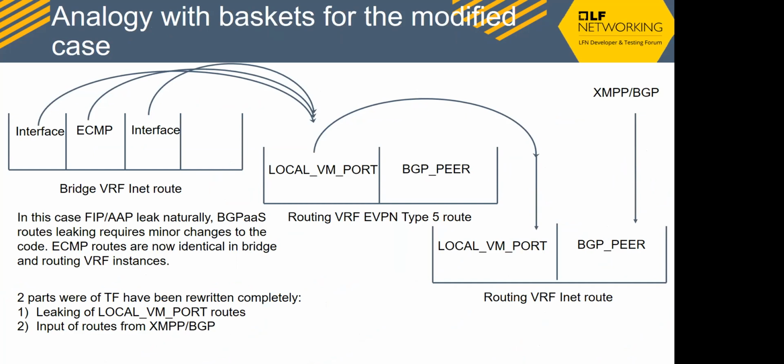Now interface routes leak into local VM port peers in EVPN type 5 route, and then they leak into VRF INET routes with the same type of peer. And the same situation happens for tunnels, which have BGP peer type. They link into the routing VRF table using a different mechanism, and now we can have several paths with different next hop or with different peer type within one route. So there are no problems with synchronization now, and there are no problems with ECMP.